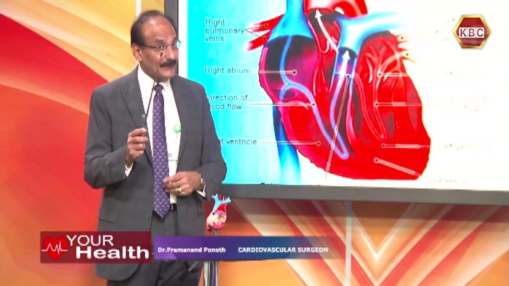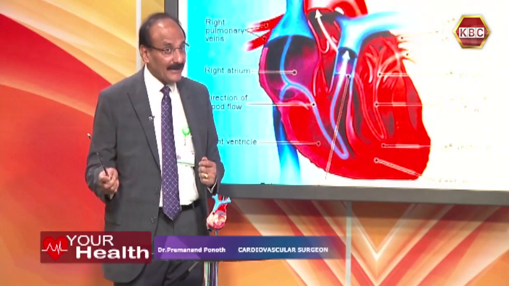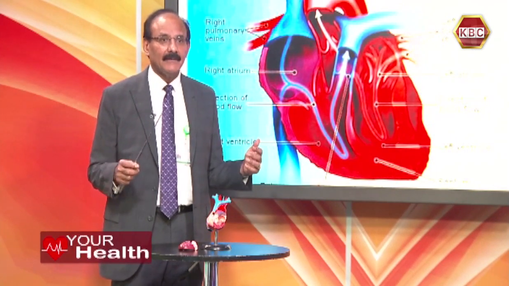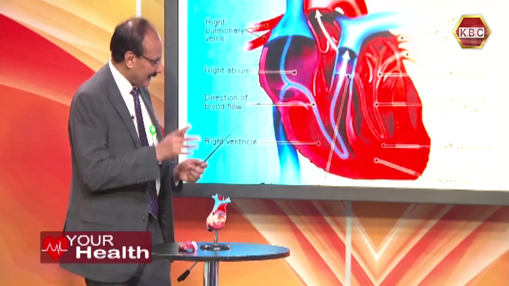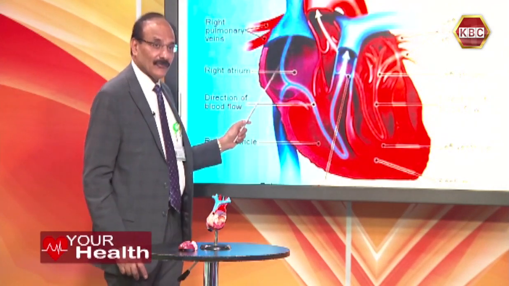It depends upon the size of the hole. If the hole is small, the child may not manifest. Sometimes you find it only accidentally. And can the opposite occur? Yes, it can happen. That's what I meant to say. So usually it is from left to right.